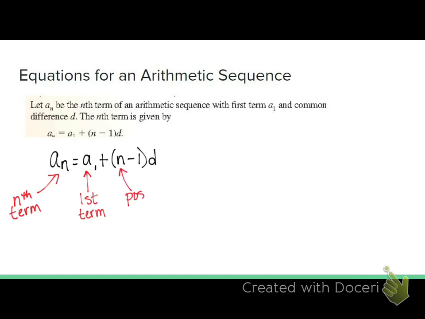N refers to the position. So if it's the first term, it's the first position. If it's the second term, you're referring to the second position. A sub n and n are kind of similar, but A sub n actually refers to the term, whatever the actual number comes out to be, whereas n just refers to how many spaces into our sequence we are. D we also talked about earlier, that's the common difference, whatever our numbers are changing by in our sequence every time we go one position over.